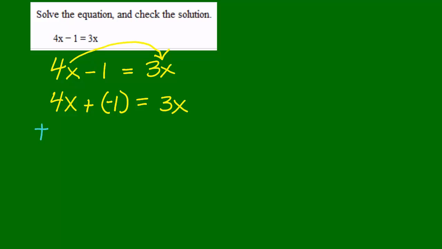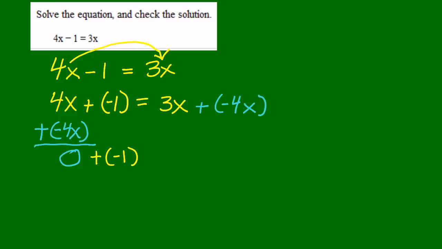Now, to move the 4x, I'll add the opposite of 4x to both sides of the equation. This is the strategy whenever I want to move something, a number or a letter, from one side of the equal sign to the other. I add the opposite. So I'll have 0 plus negative 1 on the left, and on the right, let's see what's going on here.